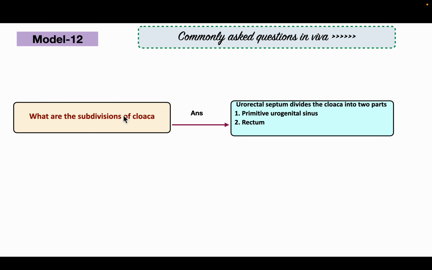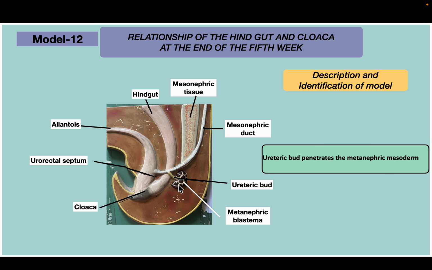Now what is the main important question in this model? What are the subdivisions of cloaca? So urorectal septum divides the cloaca into two parts, that is primitive urogenital sinus and rectum. So the rest of the things you can understand, the development of the kidney can be asked. So what are the derivatives of the ureteric bud? So these things can be asked.